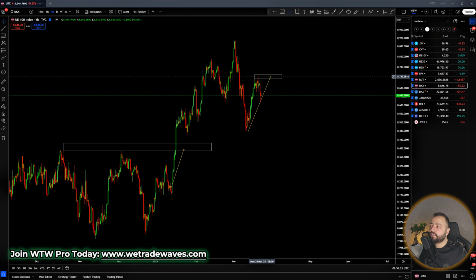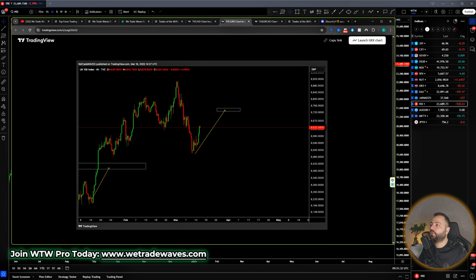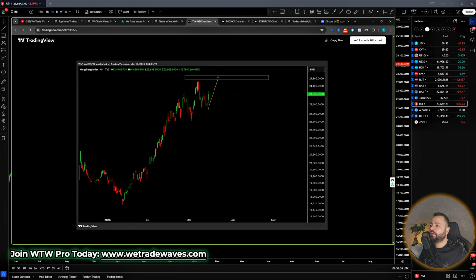And look at that, exactly to this zone, and the market starts to react. That's the power of wave analysis, all right? So if I go to HSI as well, look at this one. Market from here, and that's the before. Look at that. From here, all the way from here to here, and then from here you get the reaction.